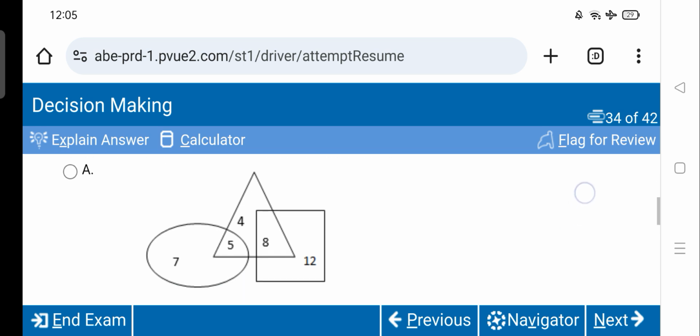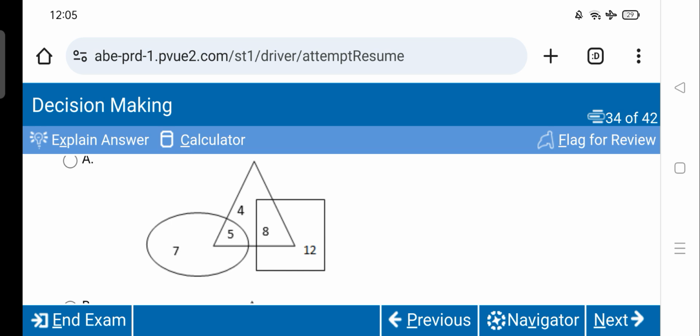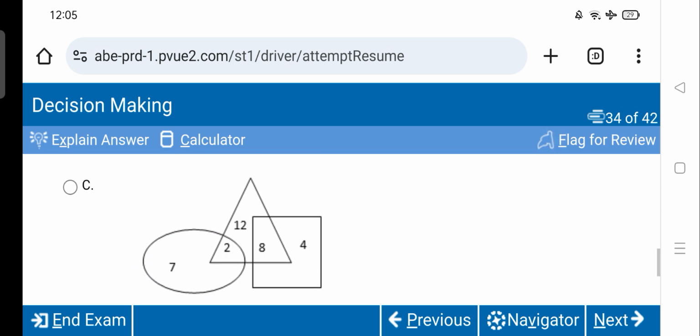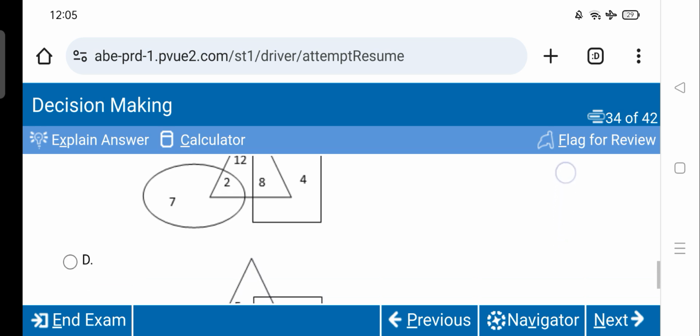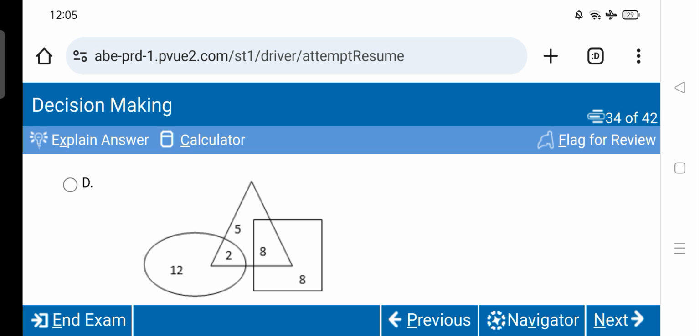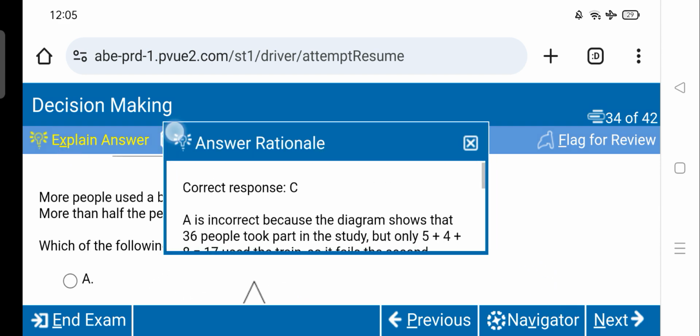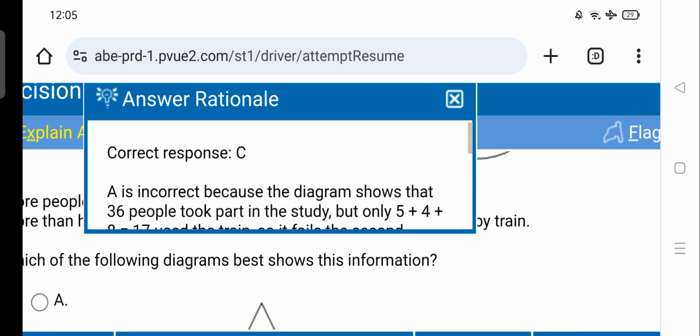So first we have option A with these shapes and the numbers. Then we have option B representing this diagram, and option C representing this diagram and the number of people. Then we have option D with this diagram. So let's see which diagram best relates the information given in the above lines. Here we have option C as the correct option.